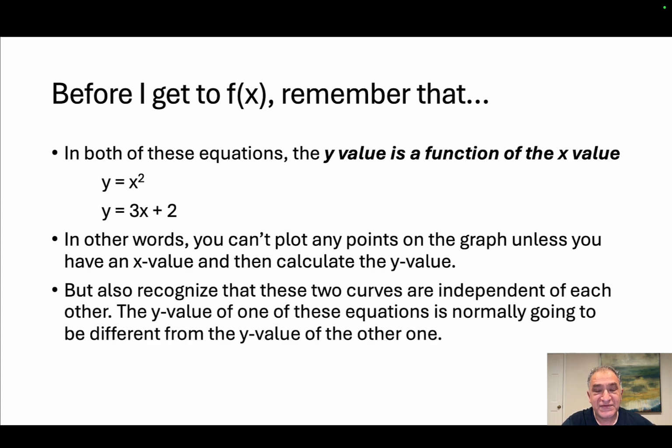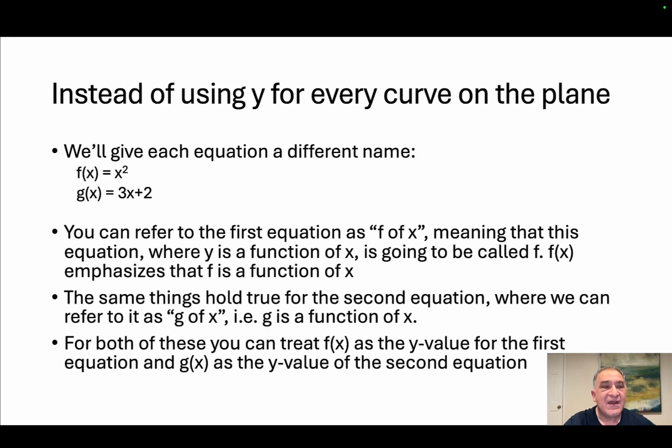The y value of one of these equations is normally going to be different from the y value of the other one. So instead of using y for every curve on the plane, we're going to give each equation a different name. The first one, f of x, will be x squared. The second one, g of x, will be 3x plus 2. And let's talk about this. You can refer to the first equation as f of x, meaning that this equation, where y is a function of x, is going to be called f, to distinguish it from the other equation. And writing it as f of x emphasizes that f is a function of x.